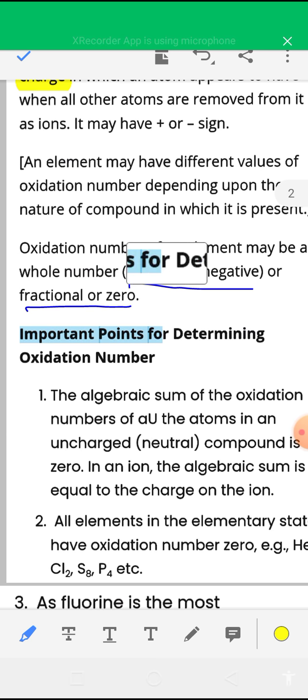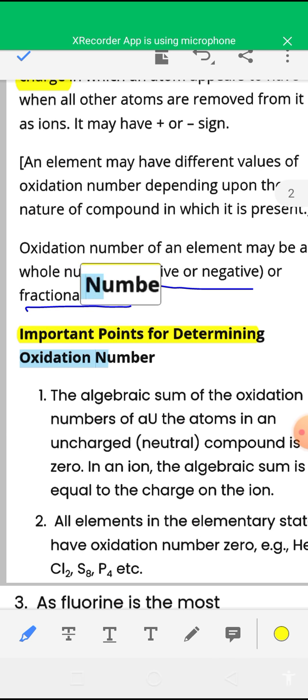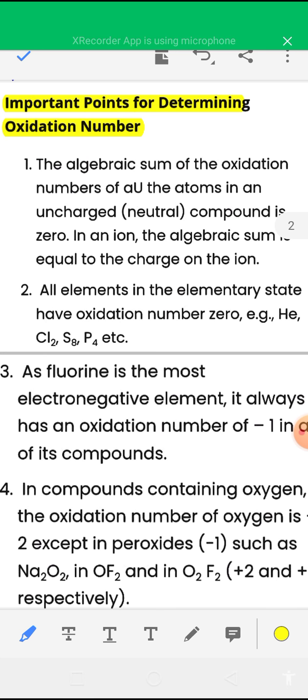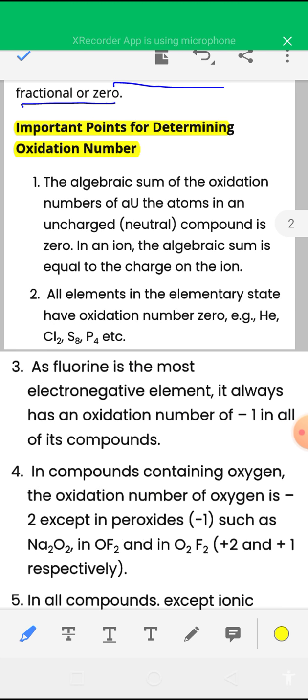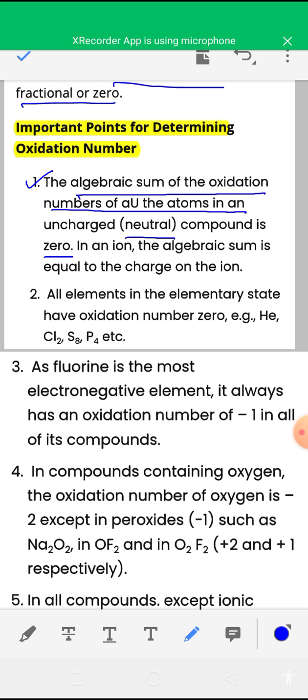Now see, important points for determining oxidation number, or how to determine oxidation number. You have to follow some rules. Okay, so first point, the algebraic sum of the oxidation numbers of all the atoms in an uncharged or neutral compound is 0. And in case of an ion, the algebraic sum is equal to the charge on the ion.